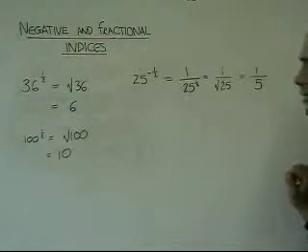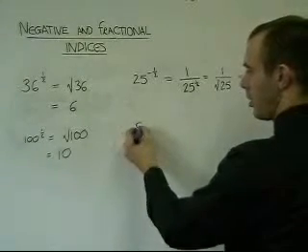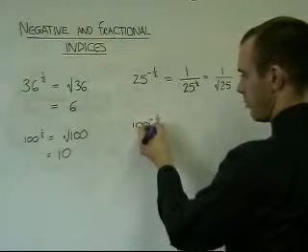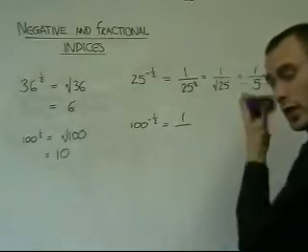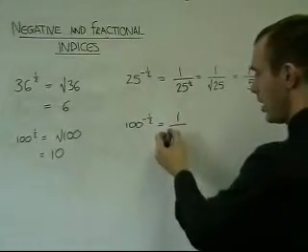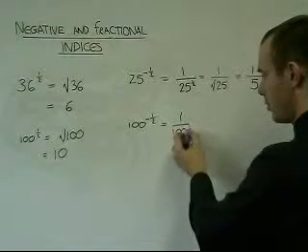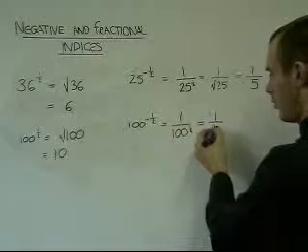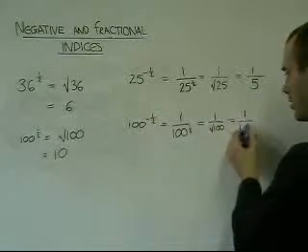If we try doing this again with another one, 100 to the power of minus a half gives us 1 over something because of the negative sign, and 100 to the power of a half, which would be 1 over the square root of 100, and as we just discovered, 1 over 10.